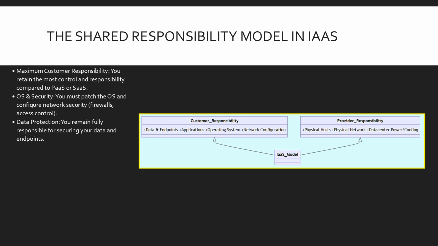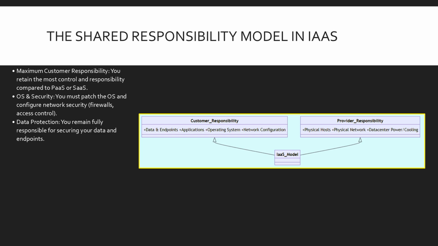IaaS operates under a specific shared responsibility model. Among the cloud service types, IaaS places the maximum level of responsibility on you, the customer. While the provider secures the physical perimeter, you are responsible for patching the operating system and configuring network controls, such as firewalls. You effectively rent the hardware, but you own the security of everything you put on it. This means you must actively manage endpoint protection, data encryption, and identity access to ensure your environment remains secure.